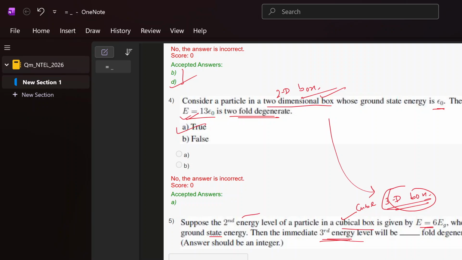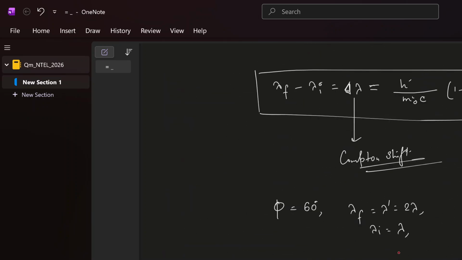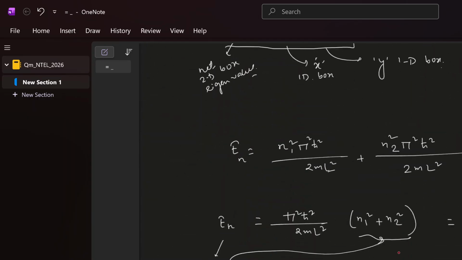Then the third energy level, that you have to find out, means the next excited state to this level. So from n1, n2 and n3 you have to find how many possible combinations there are to get the same energy, and that will give you the answer for what the degeneracy fold will be in this case. So this is the common approach to this problem. Now we'll be solving it.